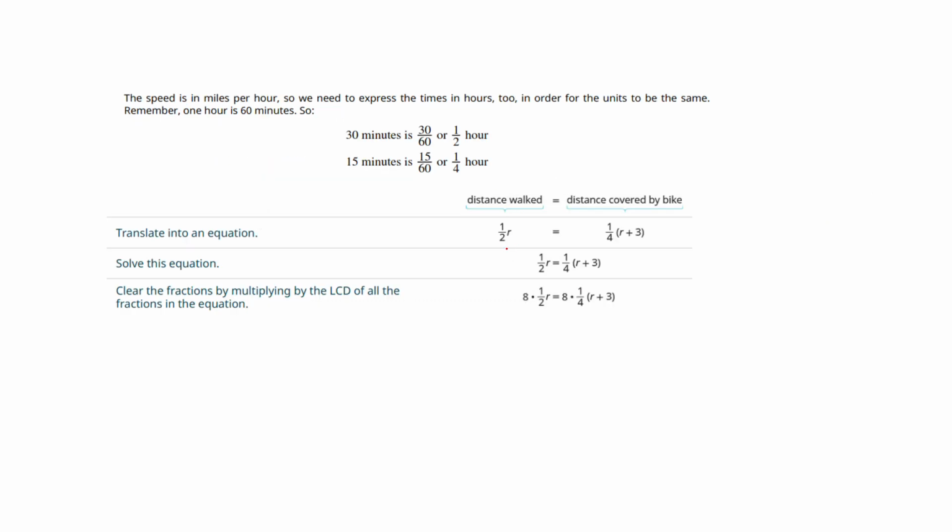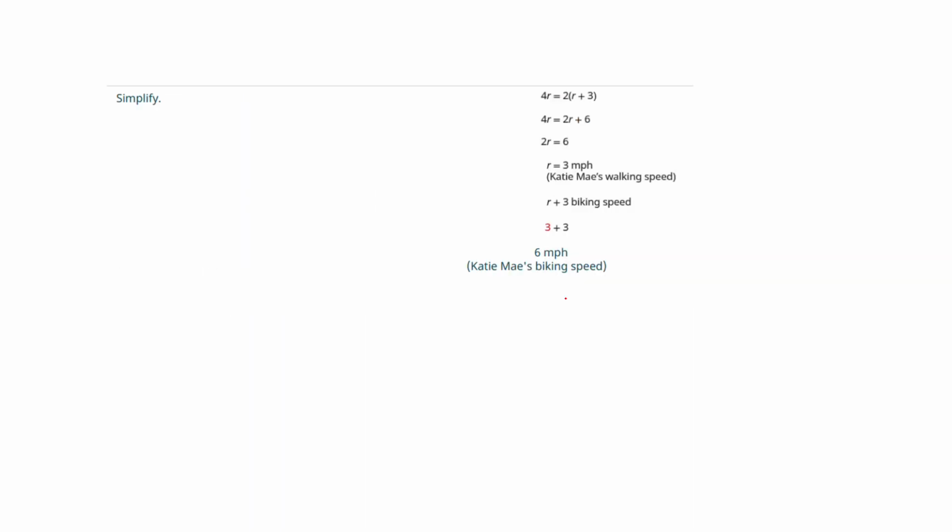Now, they did them as fractions, which would have been fine, but I made them decimals and solved just like we've done before. So we wind up getting 3 miles an hour for her walking speed, and then we put it back in the dictionary. 3 plus another 3 was her biking speed.